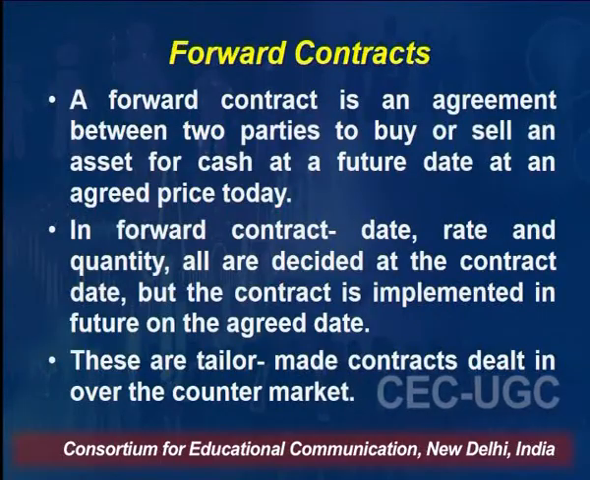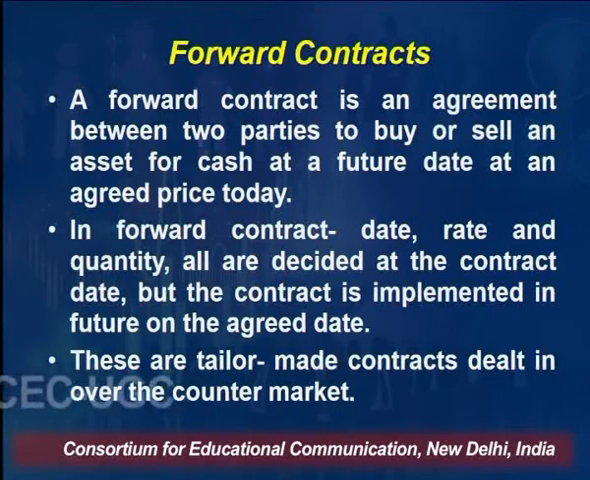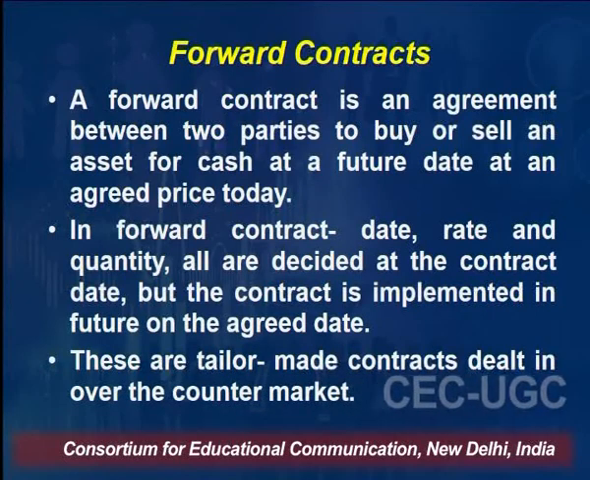So a forward contract is an agreement between two parties to buy and sell an asset for cash at a future date at an agreed price today. In a forward contract, date, rate and quantity are all decided at the contract date. Means today itself, I am making the contract today. Today itself it will be decided when the contract will expire, that is when the transactions will be offset, at what specified rate, and what will be the quantity.